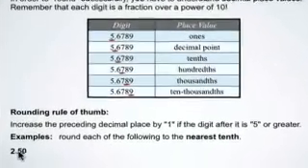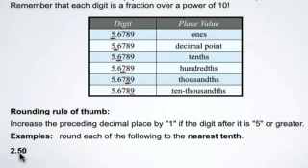So 2.50. I'm rounding to the tenth, so I look at the 5. The number after it is a 0, which is not 5 or greater, so I'm not increasing the preceding 5 by 1 because 0 is less than 5. So rounded, it's 2.5.